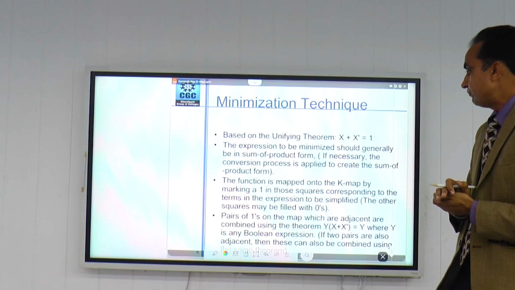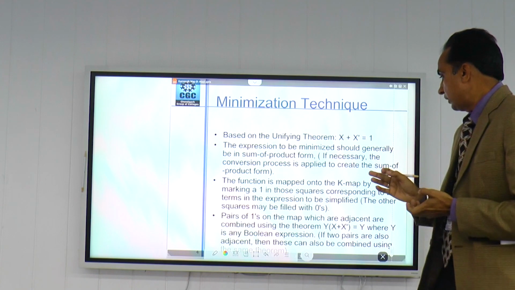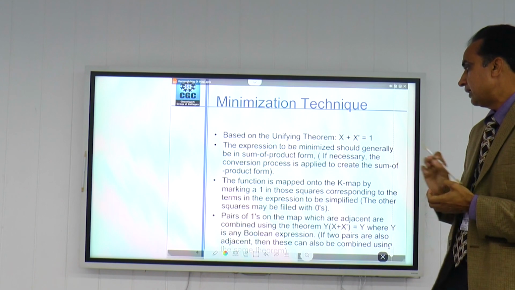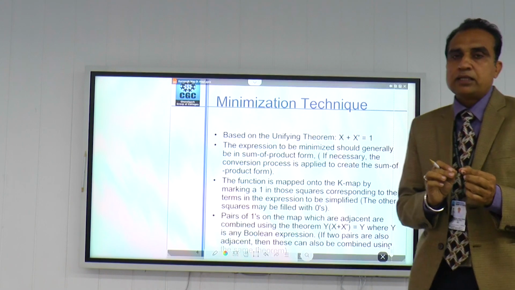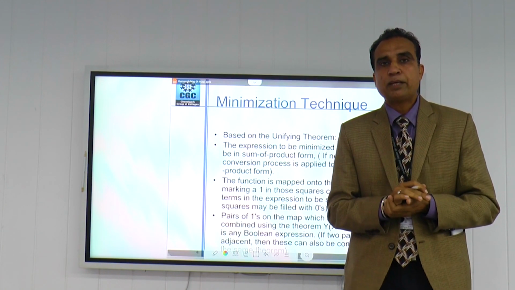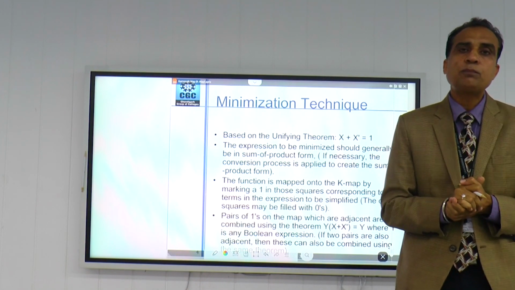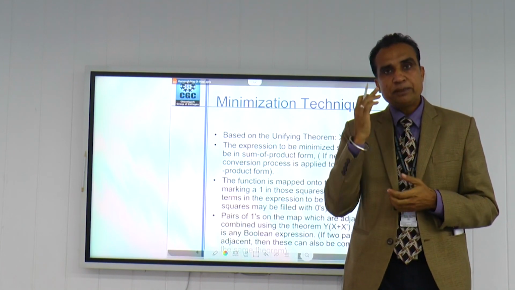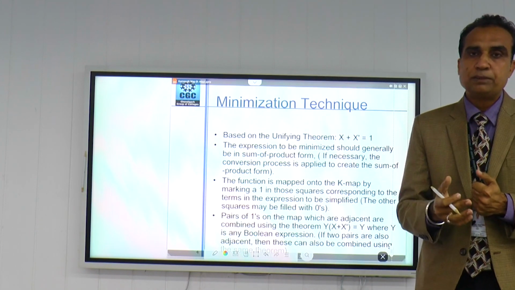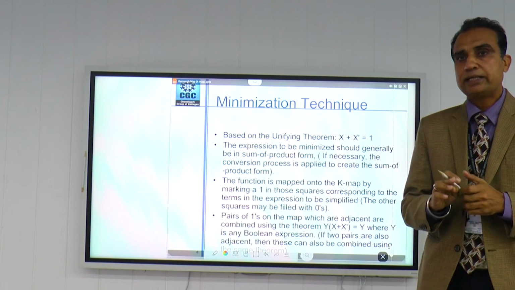Pairs of ones on the map which are adjacent are combined using the theorem y x plus y x complement is equal to y, where y is any Boolean expression. Now, after putting the 1s or the corresponding elements into the K-map, the next thing is the grouping. Now we have to create a group. How do we create a group? We create a group by keeping in mind that we have to implement the unifying theorem. The unifying theorem is implemented to eliminate some variable from the expression to simplify that expression.